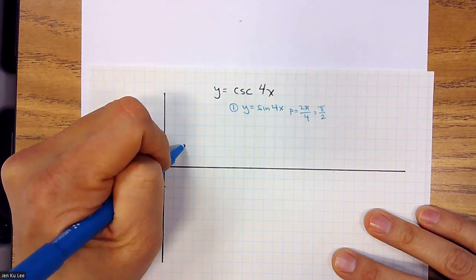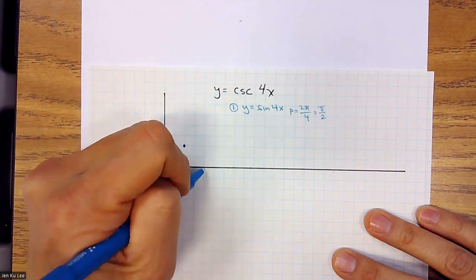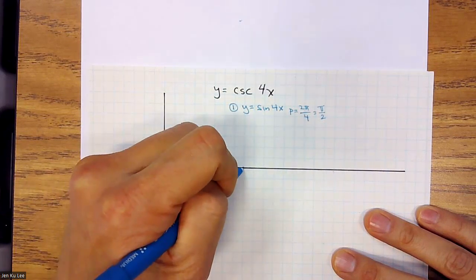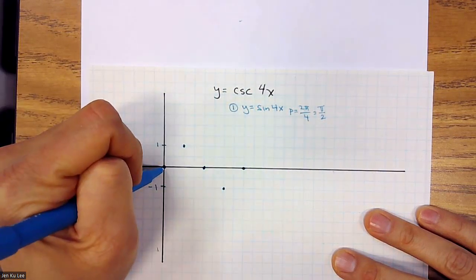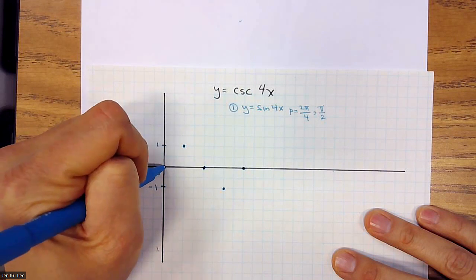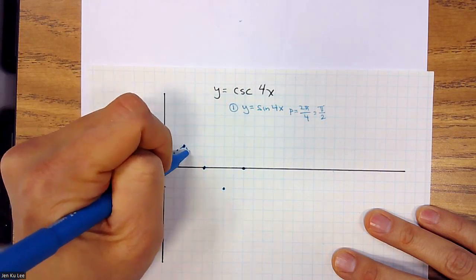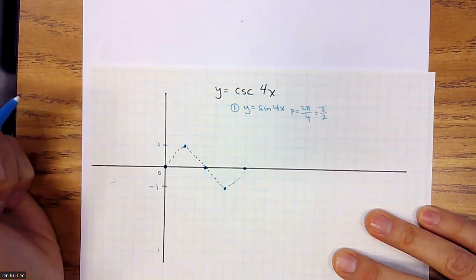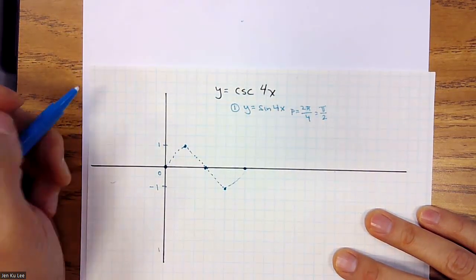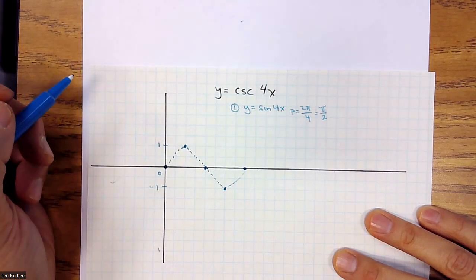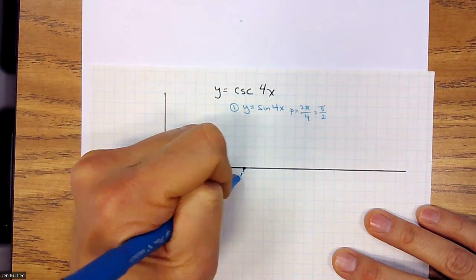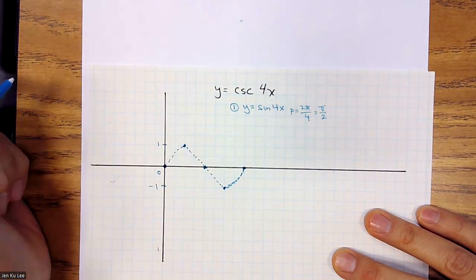2 boxes over, go up. 2 boxes over, come back down. 2 boxes over, go to -1. 2 boxes over, go to 1. Right? So this, and I dotted this because it's not a part of the cosecant function. I'm just using the point and using this as a guide to graph.